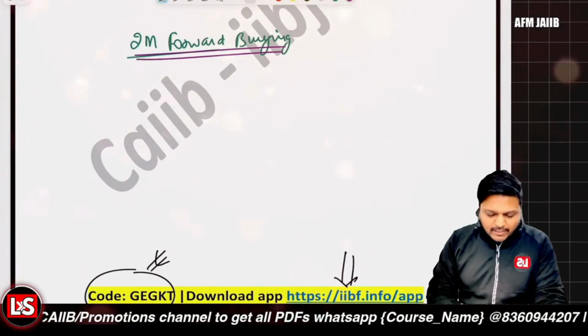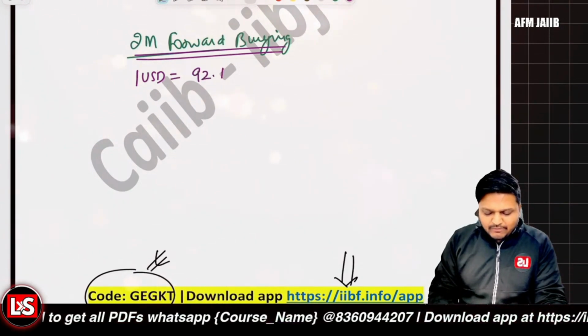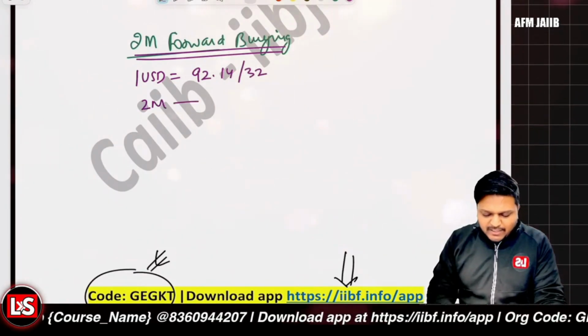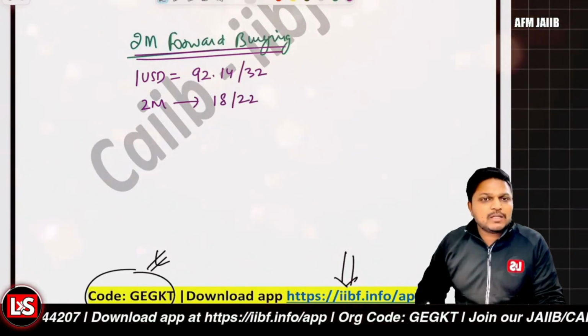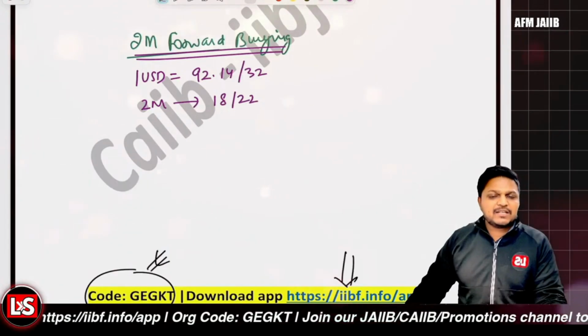One, it is related to that 1 USD the price is given to be 92.14/32 and 2-month forward points are given to be 18/22. So what will be the 2-month forward buying rate? Do answer at the earliest.